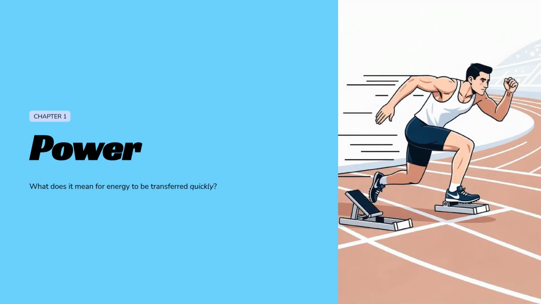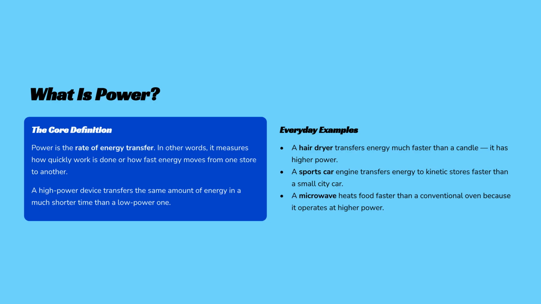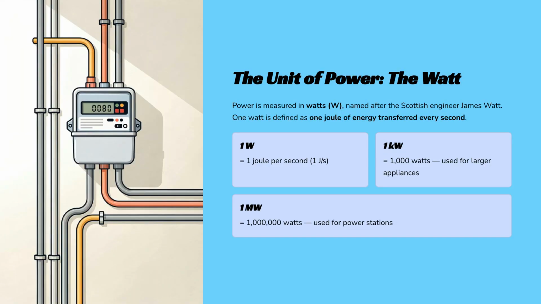Let's start with Chapter 1, Power. Have you ever wondered what it actually means for energy to be transferred quickly? Power is the rate of energy transfer. Simply put, it measures how fast work is done. A high-power device transfers the same amount of energy much faster than a low-power one. Power is measured in watts, named after James Watt. 1 watt is defined as 1 joule of energy transferred every second. We use kilowatts and megawatts for larger-scale measurements.